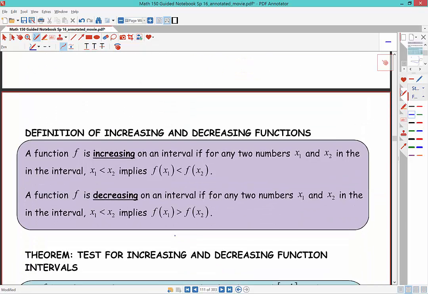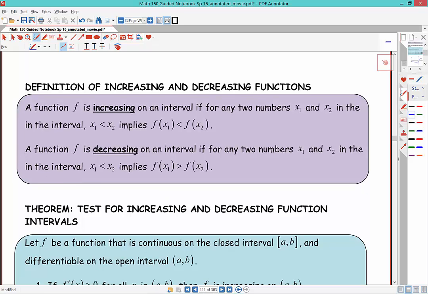So the official definitions are here. So again, this is saying that as x moves from left to right, that means that the function is going up, and that's for increasing. As x is moving from left to right on a decreasing function, your y values, your function values, will be dropping, going down. Okay?